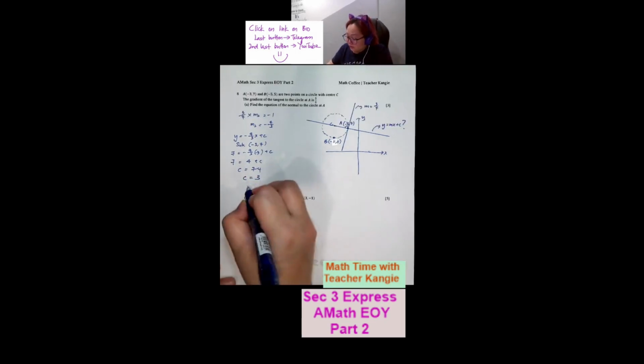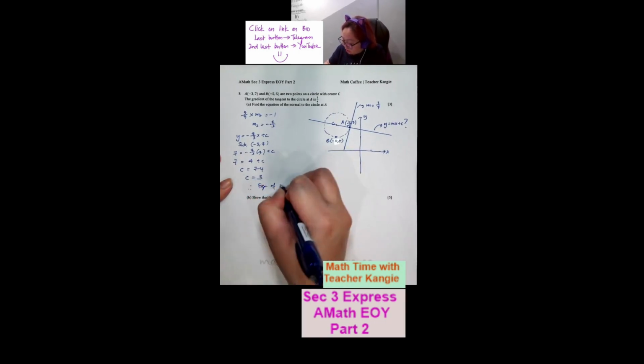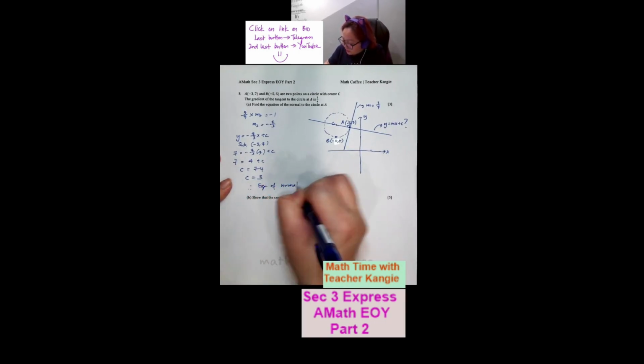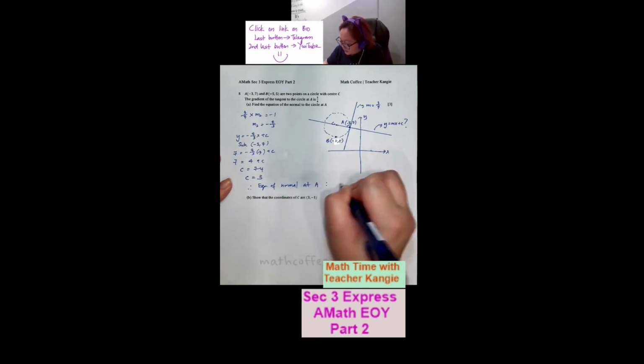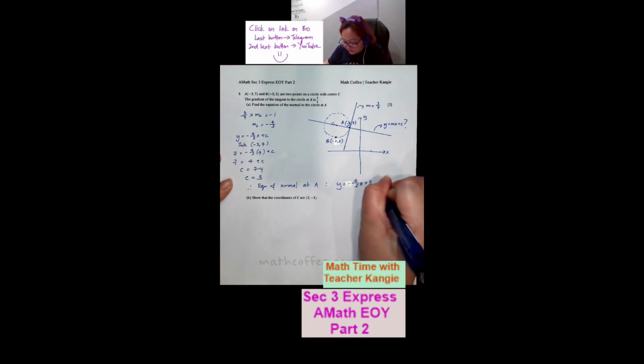So therefore, the equation of normal at A is y equals -4/3 x plus 3. And we are done.